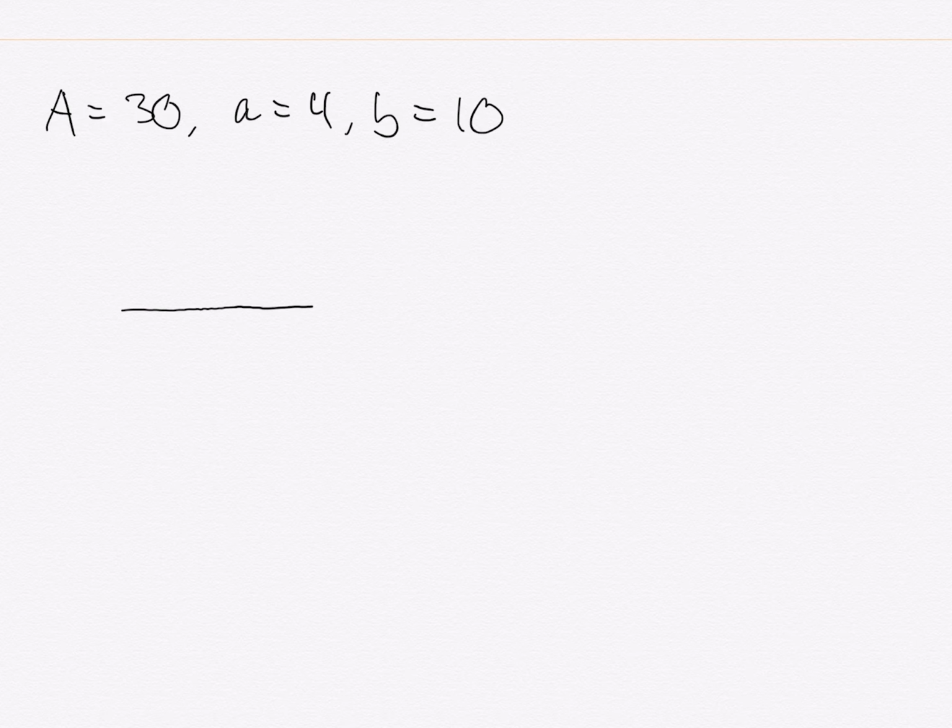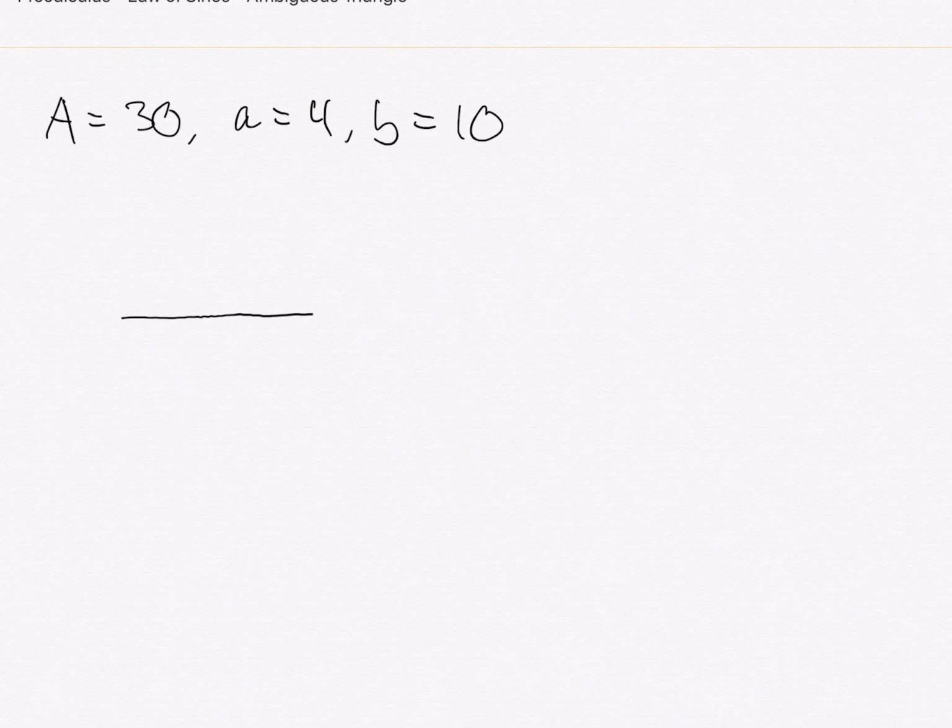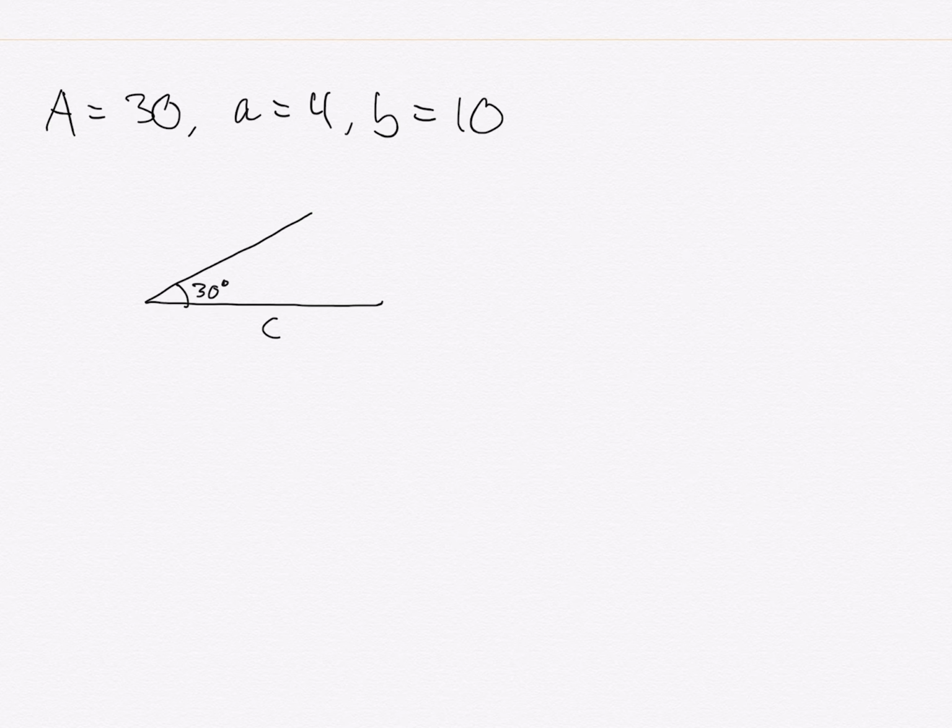When you start out with one of these problems, the first thing you want to do is draw a little diagram. And I find that the best way to start this process is with one leg of the triangle being horizontal, one side coming up at our 30-degree angle, and this lower side is going to be side C, which is unknown. The other side that's visible here is going to be side B, which is 10. And we don't know exactly where side A is going to be.